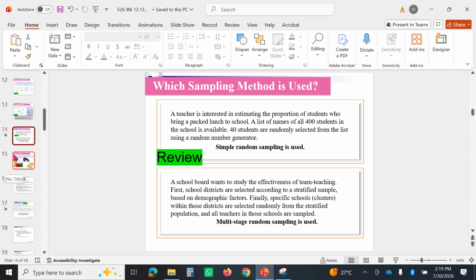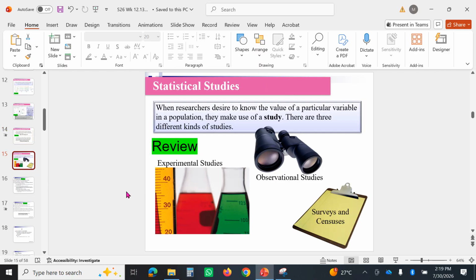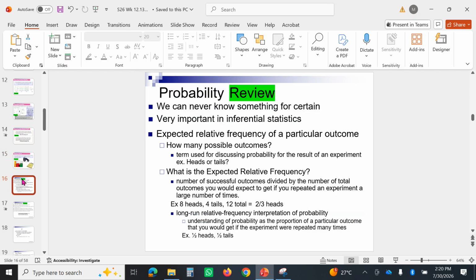Just wanted to throw that in there as a refresher. But where we're going to be moving on is what we call the normal curve. Just remember there that there are experimental studies and observational studies and surveys and census. Different kinds of things here.